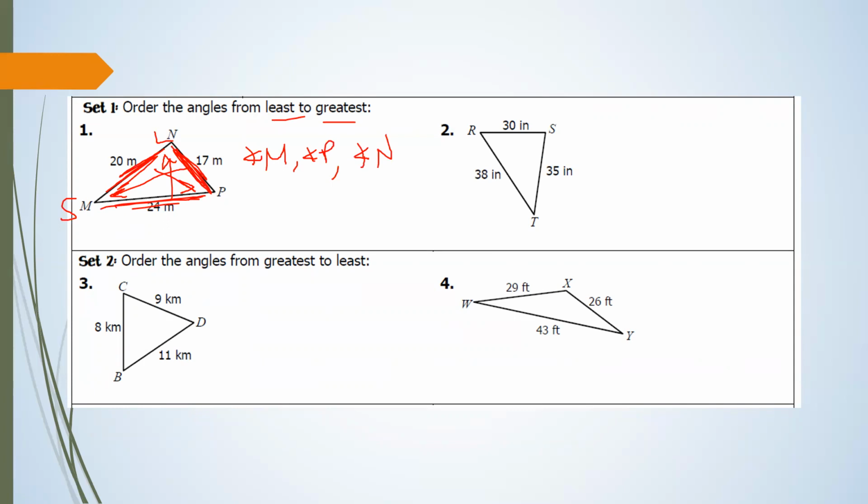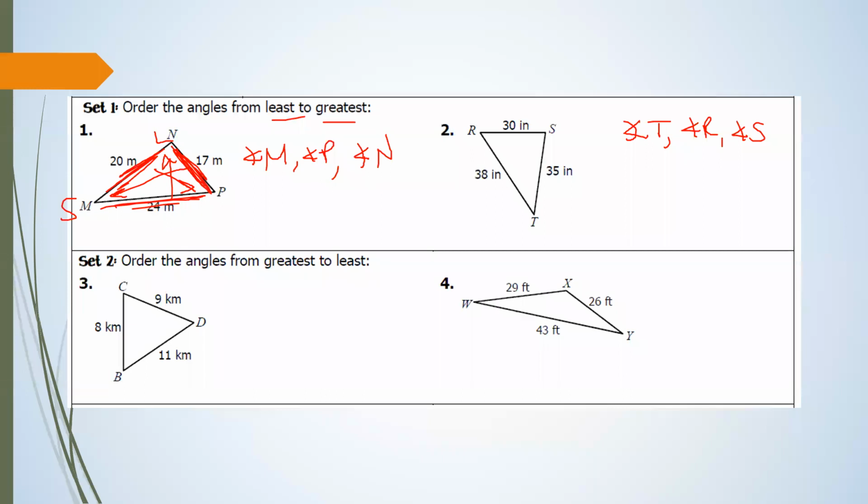Try number 2. Order these angles from least to greatest. Try that now. You should have angle T, angle R, angle S. The smallest side was 30, so the angle across from it here is angle T. The medium side was 35. The angle across from that is angle R. And my longest side was 38 inches. The angle across from that is angle S.